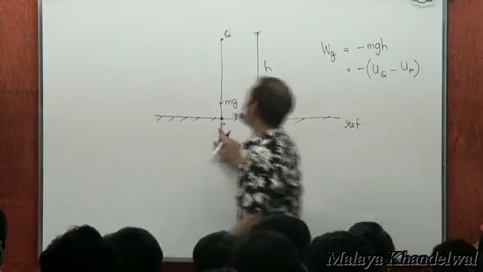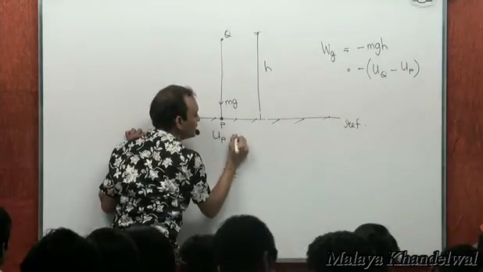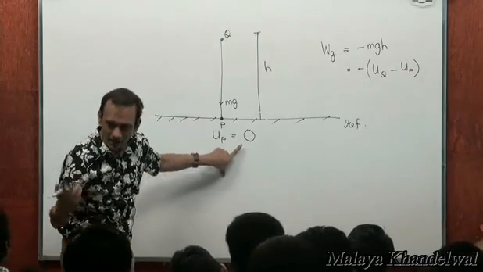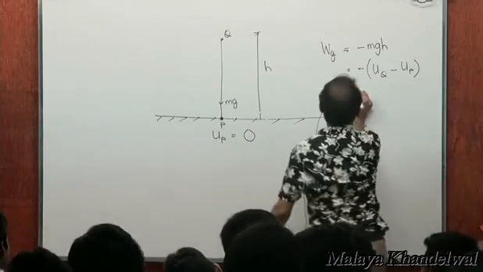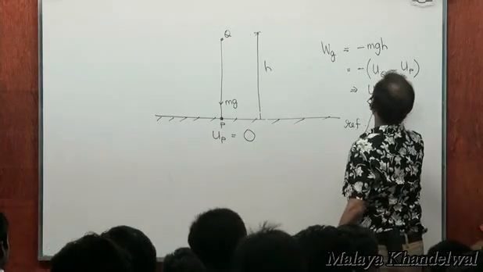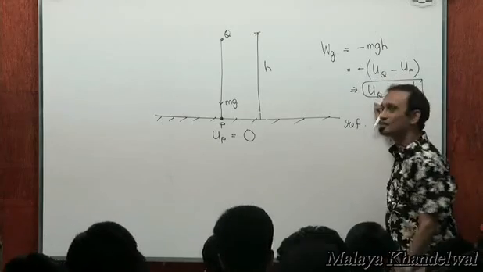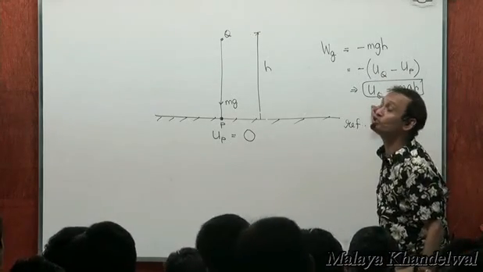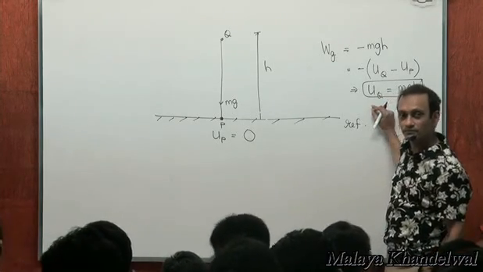Now this P could be my reference point. I might as well choose UP to be 0. Or if you don't want, don't. But I'll do. UQ then will be mgh. So this mgh, which seems falsely to be the potential energy at Q, is actually the difference in potential energies between Q and P, right?